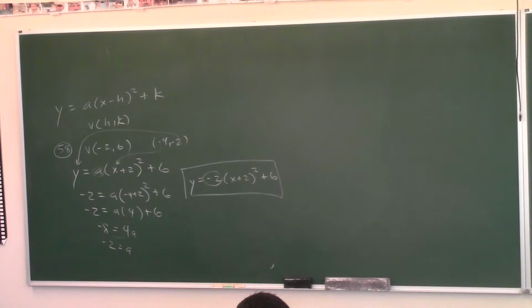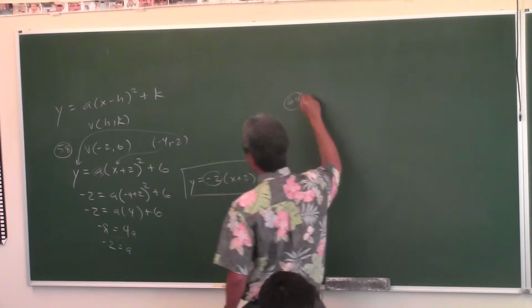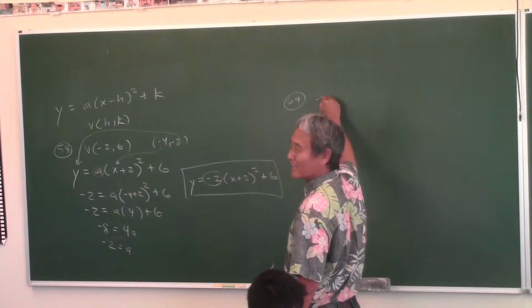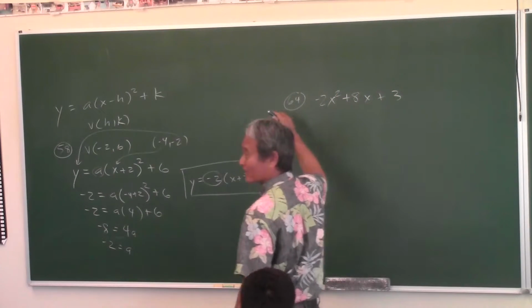All right, let's look at the next example. Okay, there, 64 and 68. This is right out of your book. Now in problem 64, they give you a quadratic function. Let me write this down. -2x squared plus 8x plus 3.